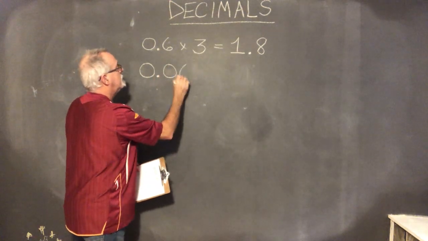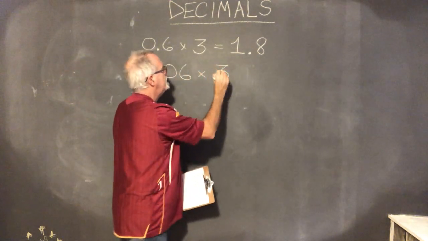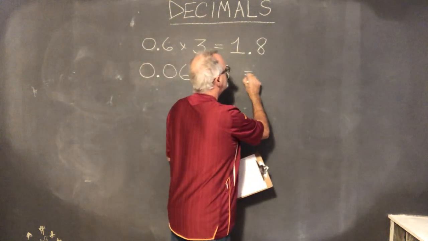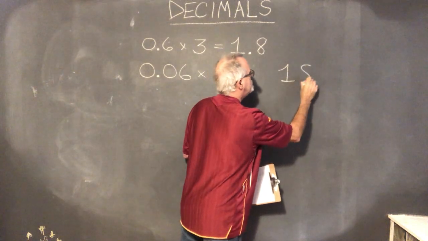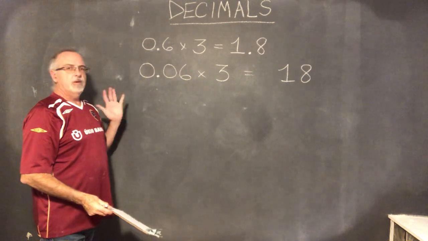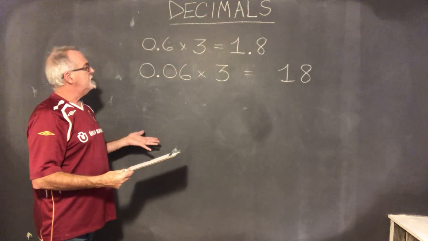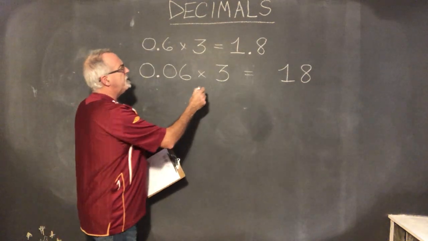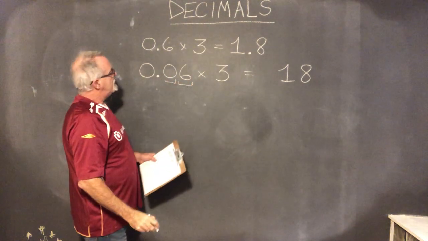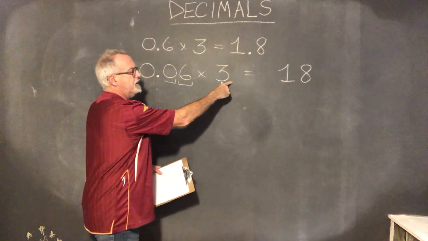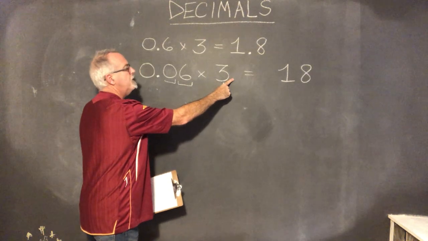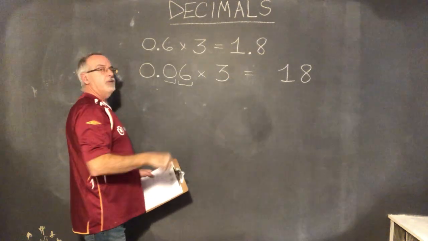0.06 times 3? Well, the 3 times 6 still gives 18. We can still write a 1 and an 8. That's going to happen. And then we deal with the decimal after. We have to make sure the decimal lands in the right place. Now, there are 2 digits to the right of the decimal here, and there are none to the right of the decimal there. If I'm showing this with a decimal, I'd have to put the decimal right there where my finger is, so there are no digits to the right of it, and just having a 0 to the right of it doesn't count.